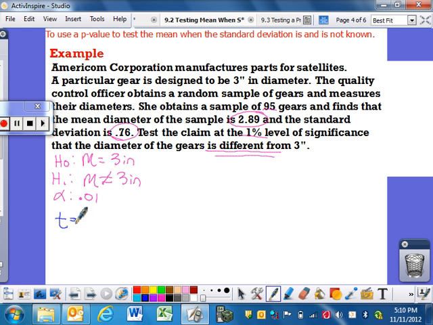I know a lot of these letters, but the t-score, using your t-table. What's my x-bar? 2.83 is what this lady found. Your mu is your 3 inches, or your null hypothesis. Standard deviation is 0.76 divided by the square root of n, which is 95. So if you go through and calculate this out, it's negative 1.41.